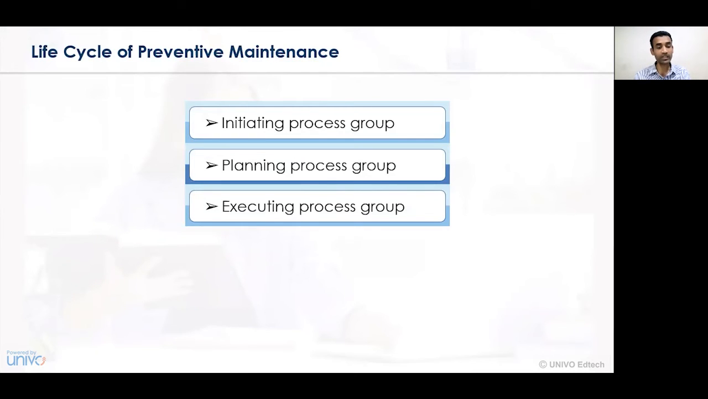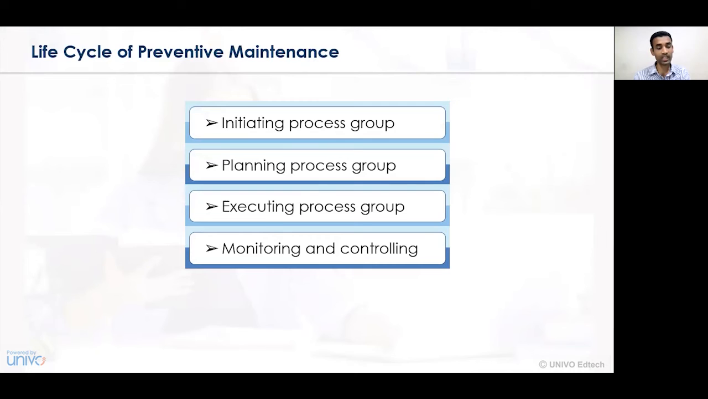The next life cycle event or activity is executing the process group. In this case, we need to have a proper execution of a plan of a series of activities, and we need to know how we execute the process group's activities in a business organization. So execution of the process groups is essentially necessary, and how we implement and execute all those activities or steps that need to be undertaken for the preventive maintenance.